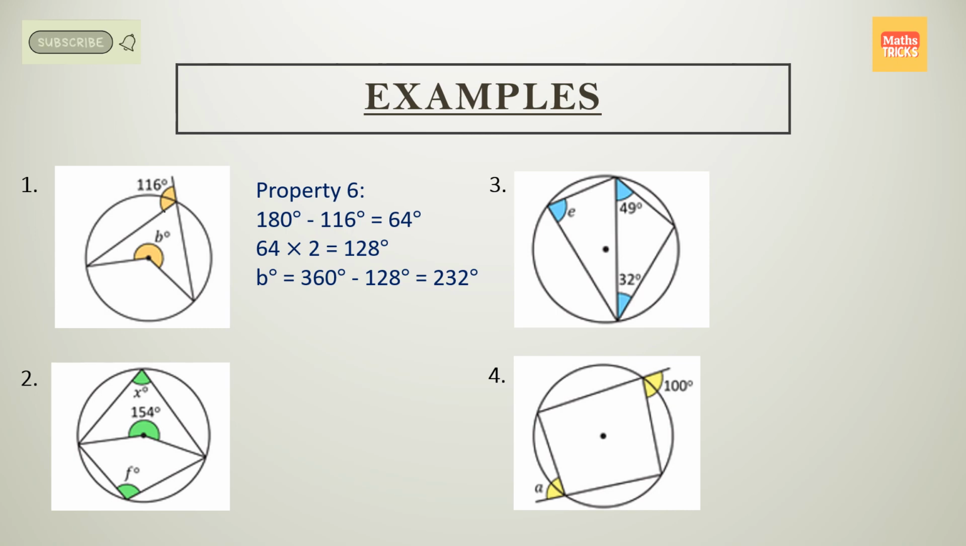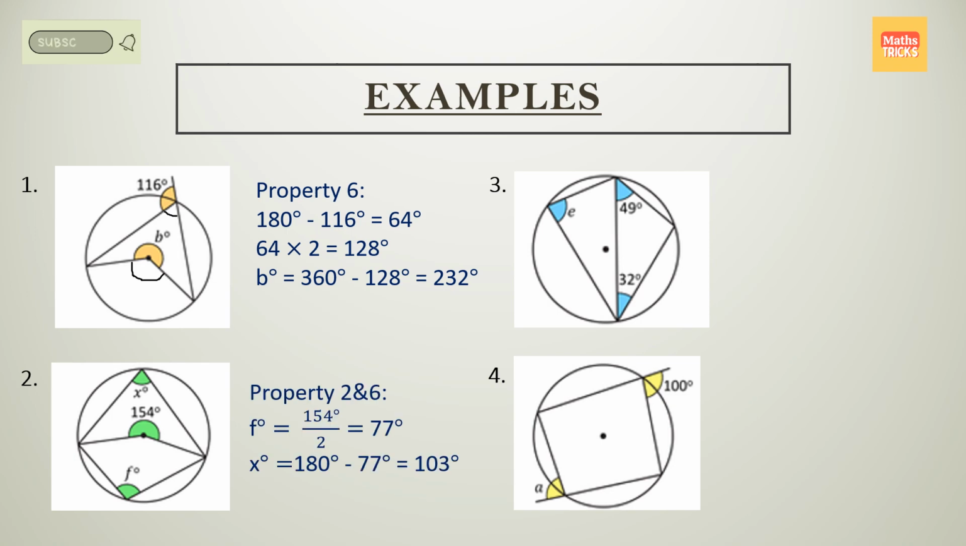Now we know the circumference angle by subtracting this 116 from 180, as this is a straight line. So we'll get the circumference angle, which is 64. 64 times 2, which is twice, gives the center angle, which is 128. Now this whole circle is 360. So 360 minus 128 gives 232, which is angle B.